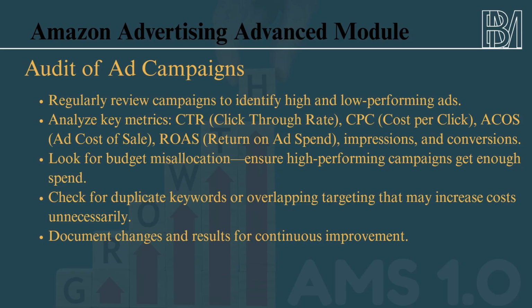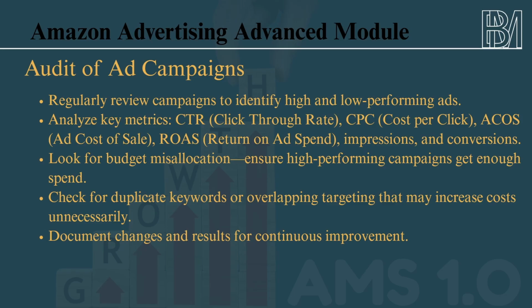Running ads isn't just about setting them up and leaving them. To ensure your money is being spent wisely, you need to regularly review your campaigns. Here is what a proper audit involves. The first thing is to regularly review your campaigns to identify high and low performing keywords. You have to check which ads are generating more sales and which are just costing you money and spending only. The second thing is analyzing your key metrics like CTR, CPC, ACoS, ROAS, impressions, conversion, and many more.